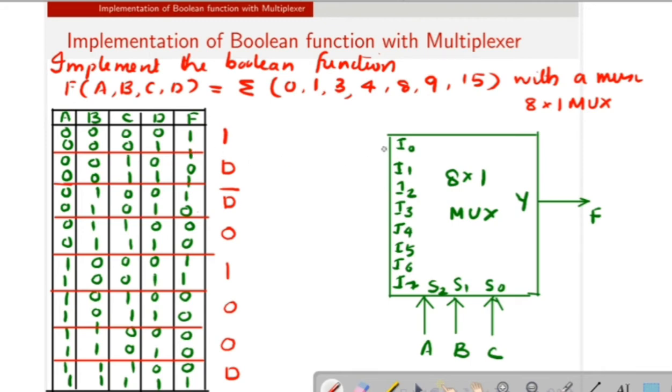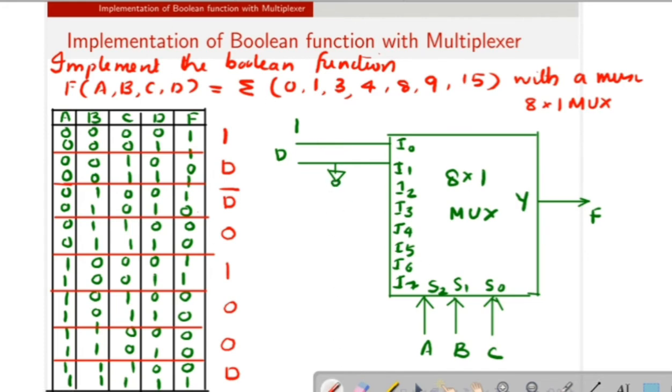Next we can draw the inputs of this multiplexer. When selection lines A, B, C equal to 0, 0, 0, then input is 1. So this one is 1. Then selection line is 0, 0, 1, input is D. Okay, so this one is D. Then 0, 1, 0, it is D bar. So next we take D and complement it using an inverter.